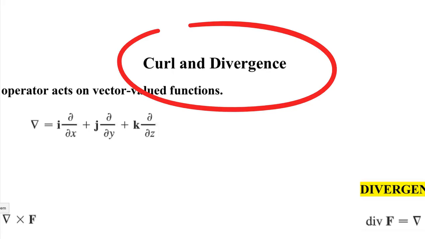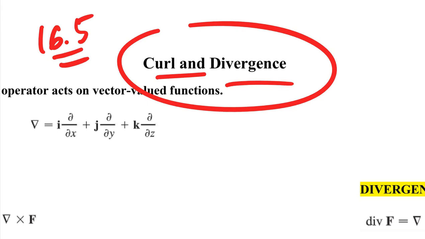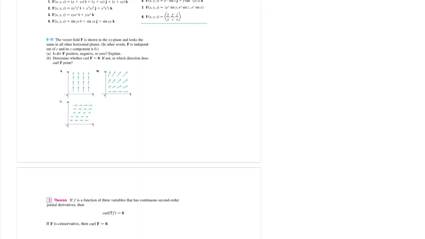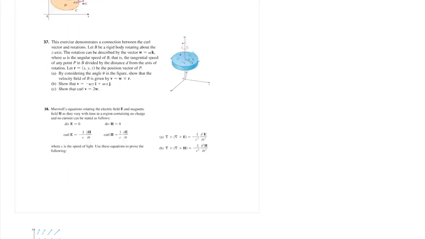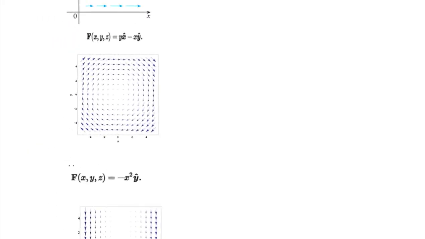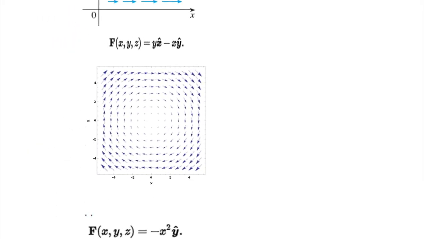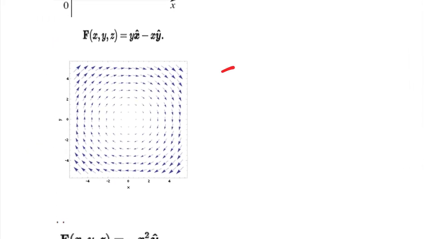So let's briefly go over curl and divergence. This is 16.5. Essentially, the curl of a vector field tells you the rotation of it. So if you look at this vector field here, it's obvious that it rotates this way. But how can you show that mathematically? And in which direction is the curl pointing? For example, it's going clockwise.